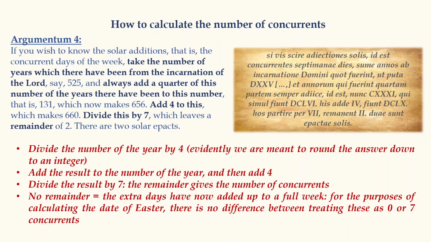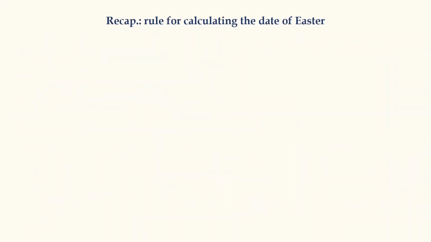If you add 7 to that 1, you get 8, and if you divide that by 7, you get 1 remainder 1. My point is, if you're dividing by 7, you could add any number of 7s, or none, to your original number, and the remainder would be the same. Anyway, we've now got all the tools we need, so let's recap.